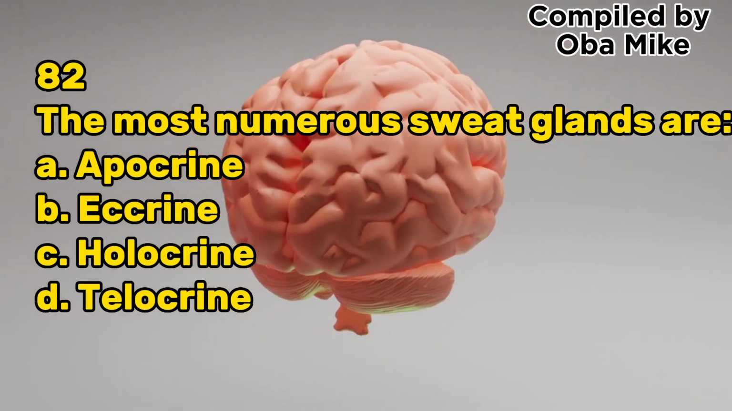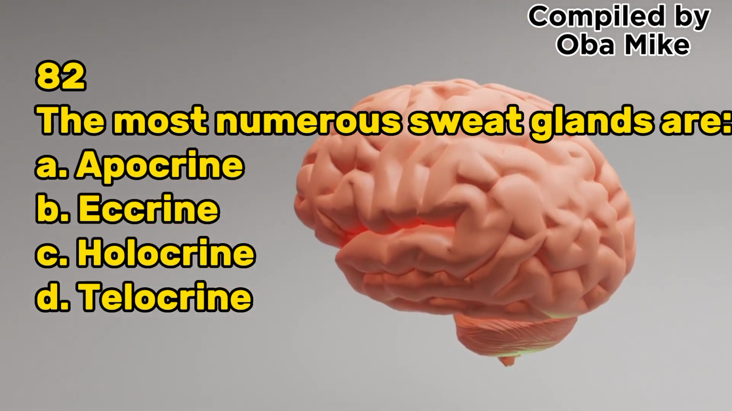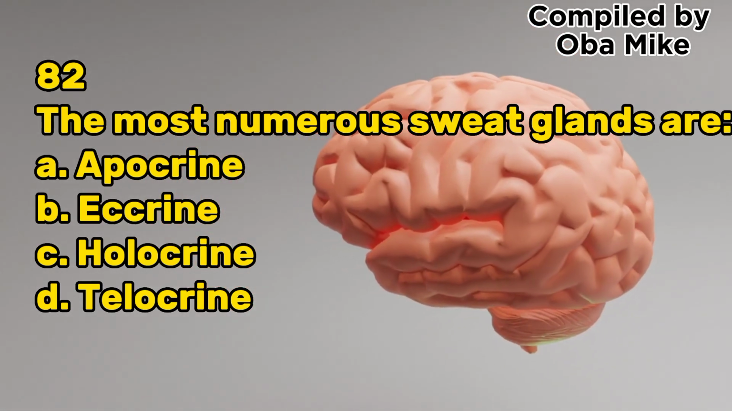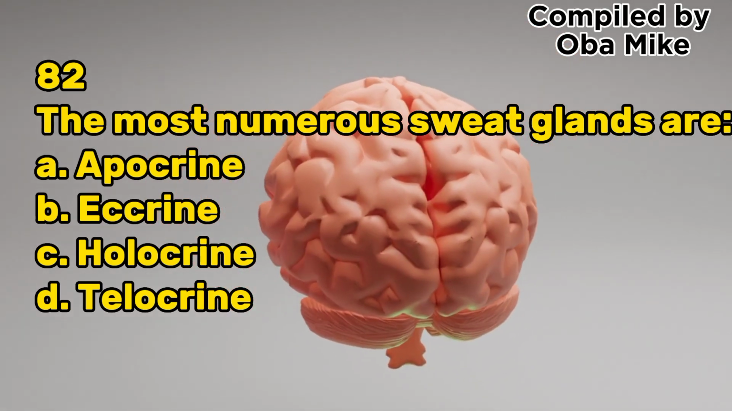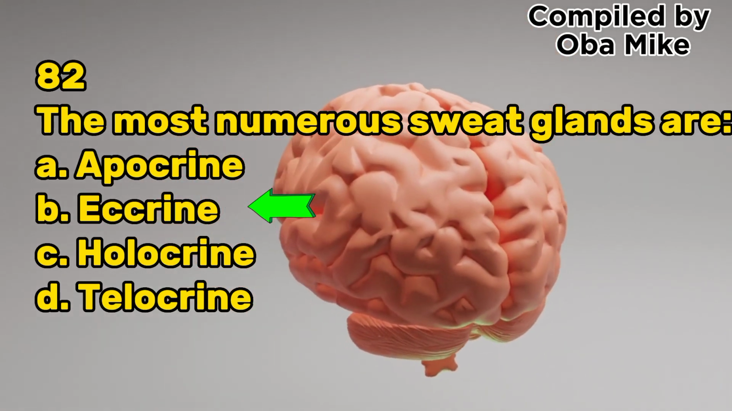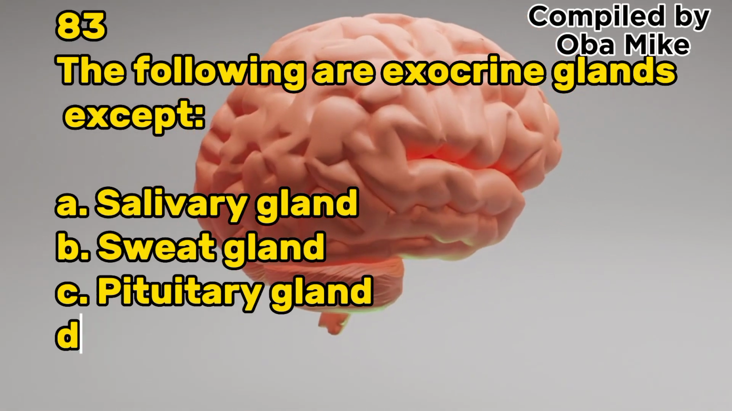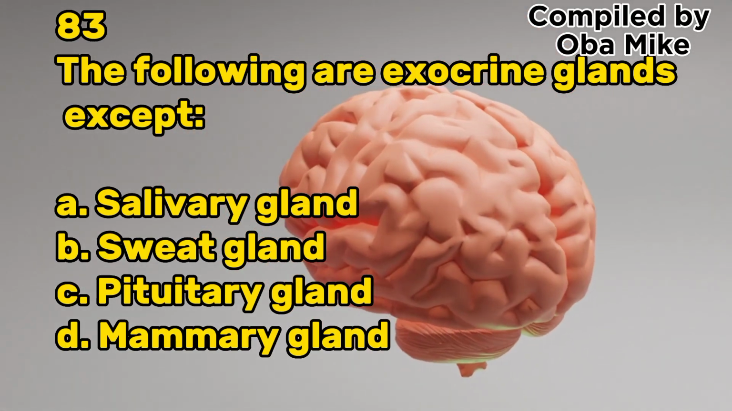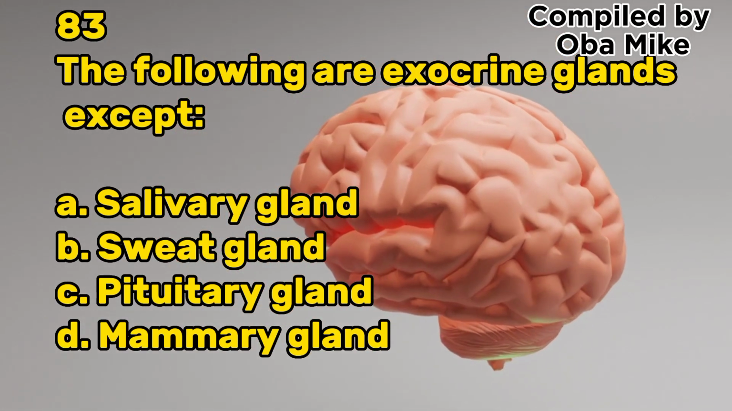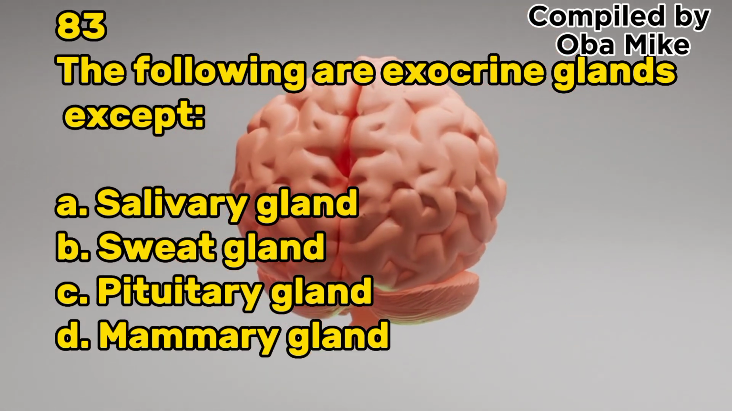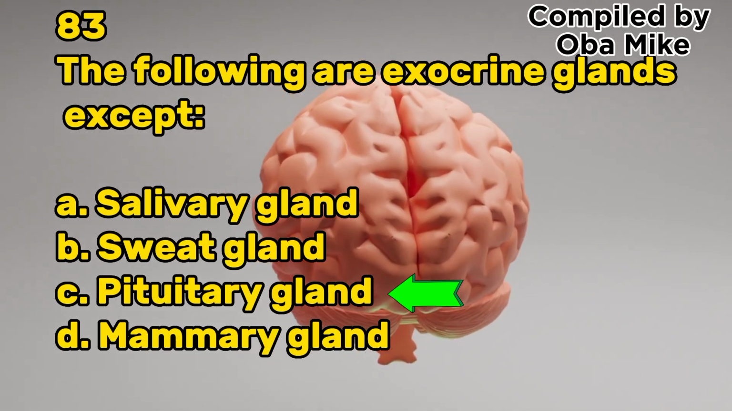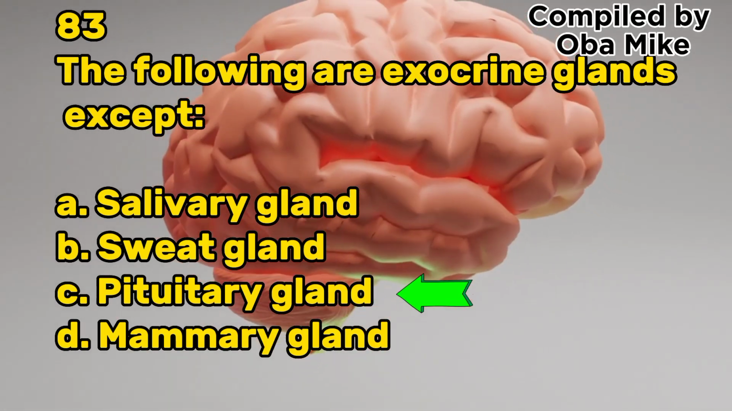82. The most numerous sweat glands are A. Apocrine, B. Eccrine, C. Holocrine, D. Telecrine. The correct answer is B. Eccrine. 83. The following are exocrine glands except A. Salivary gland, B. Sweat gland, C. Pituitary gland, D. Mammary gland. The correct answer is C, pituitary gland.